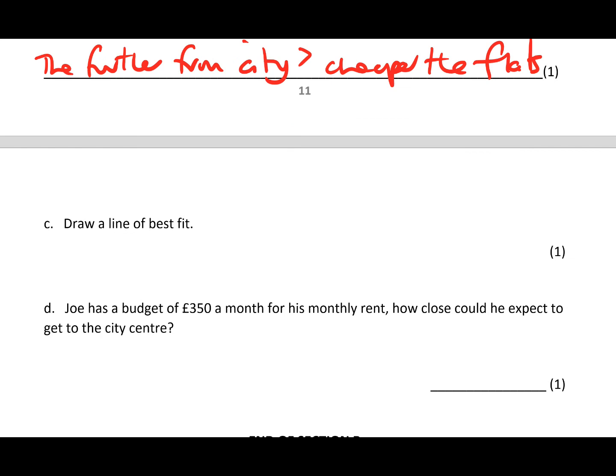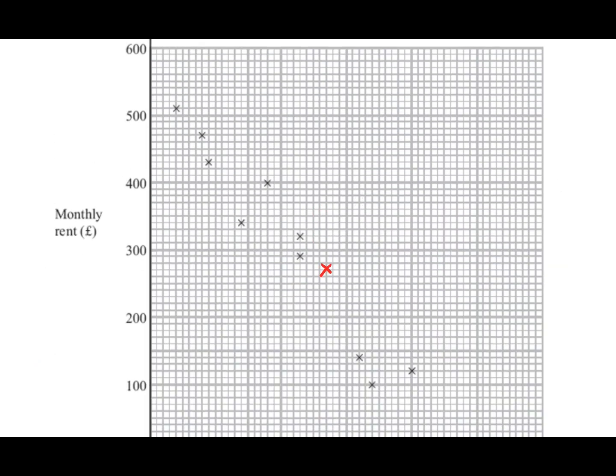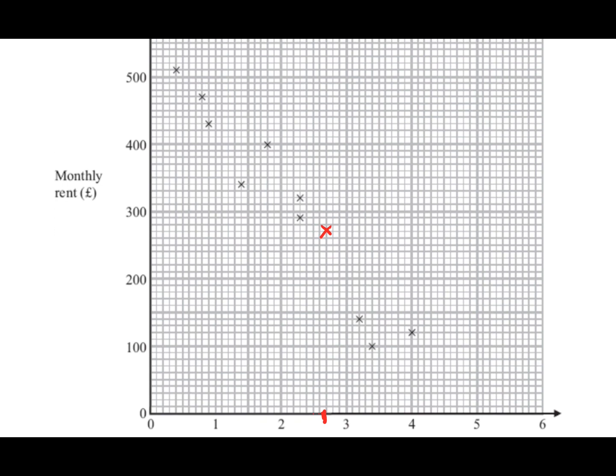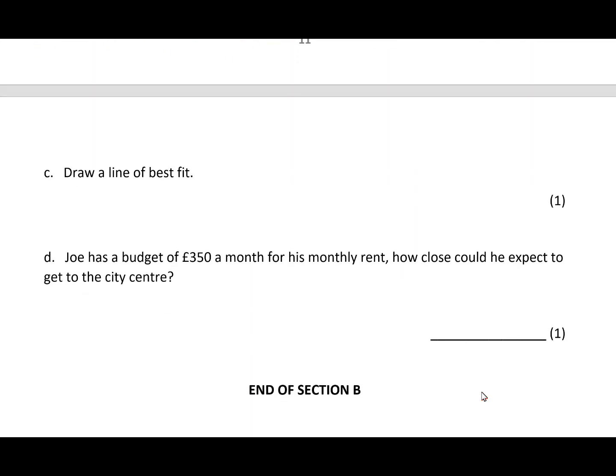Part C says draw a line of best fit. So back to our diagram, back to our chart, and let's insert a line of best fit. So here is my line of best fit. Notice how I haven't gone through any particular points of data, but I've tried to put it in the middle of all of this data that's spread down the way. Notice I go from the edge of the chart to the edge of the chart. So that's drawing our line of best fit for 1 mark.